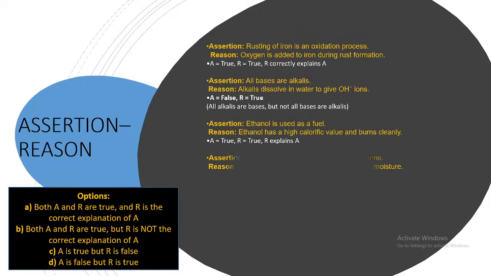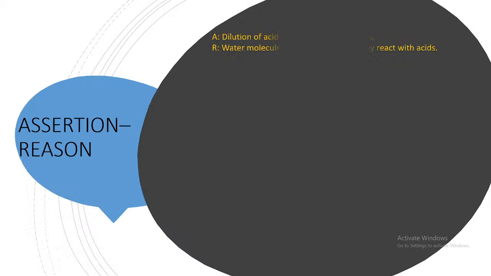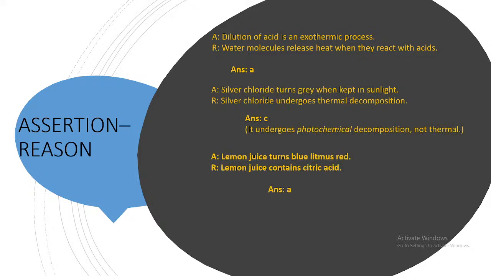Okay, this one we have done. I hope I am clear. So copper cannot displace hydrogen because it is less reactive, that is why copper will not react with dilute acids. Okay, let's move to the next one. Here option A is the correct one.